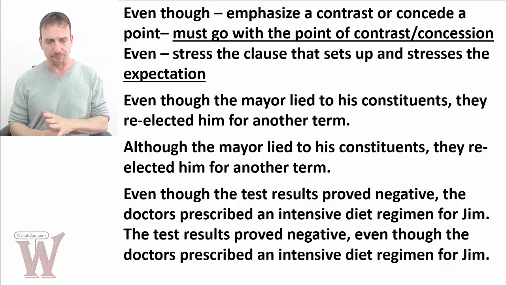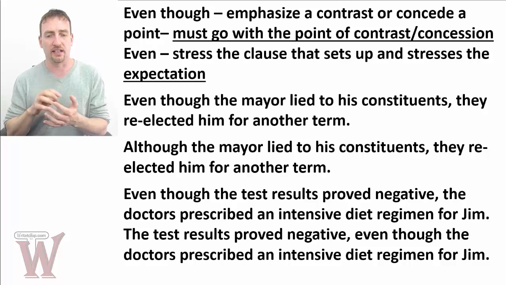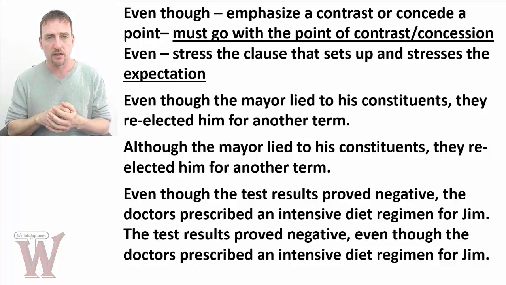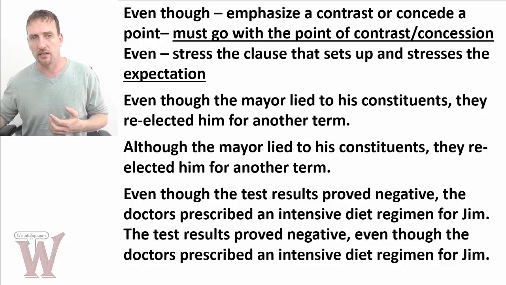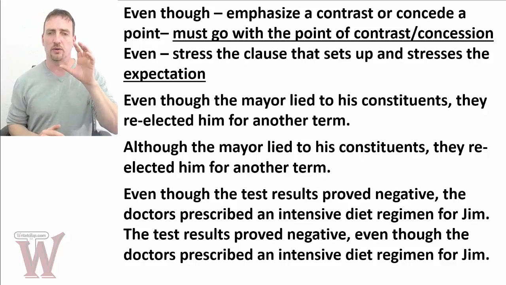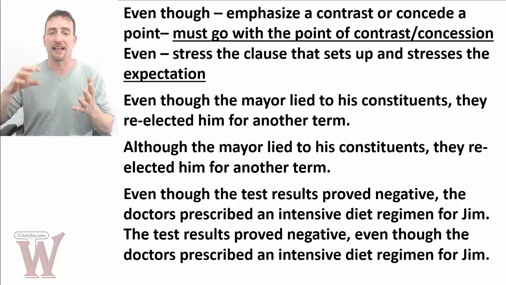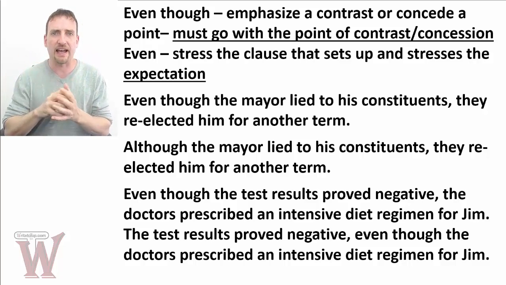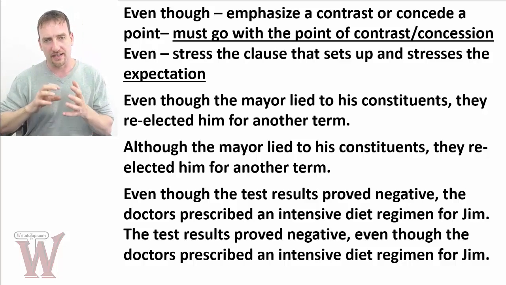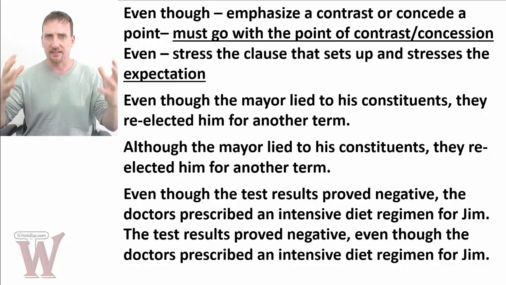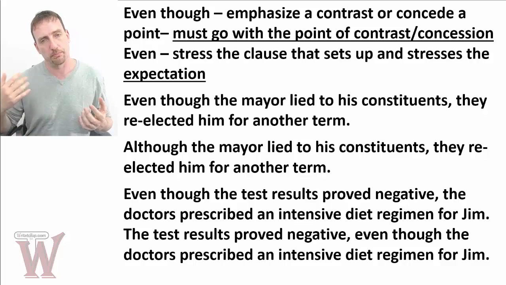So let's look at the first one. Even though he lied to them, they know he lied, they understand that he did lie to them, they voted for him anyway. So there's that idea of anyway. So you think the expectation is he lied to them, they won't vote for him. No, they did vote for him, and that's why you're emphasizing the first clause, that he lied to them. So you're setting up that expectation. You're stressing this is the expectation that they won't vote, but they did.